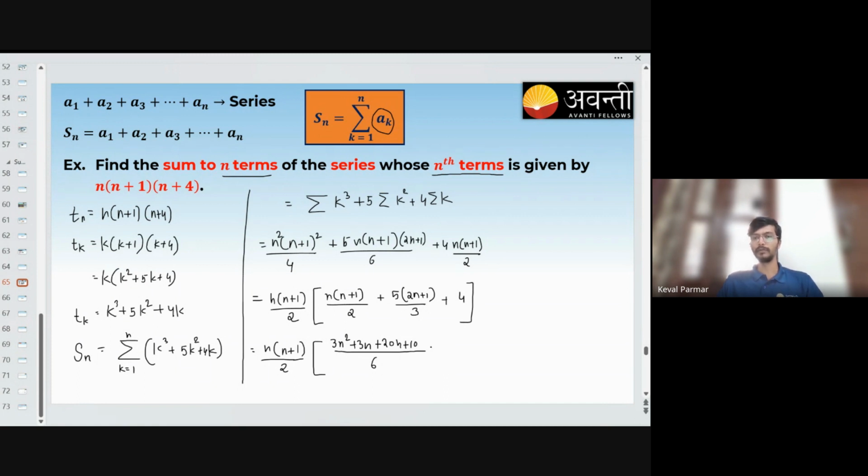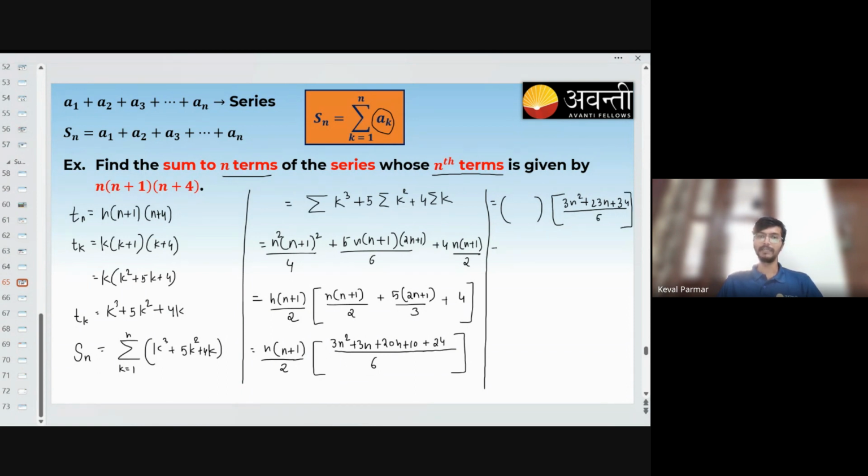Here it will be 4. So I think plus 4 we have to write. So I'll write 24. Correct, guys? Let us simplify what is inside. So outside it is same. What will be left inside with us? 3n square plus 3 plus 23n plus 34 upon 6.